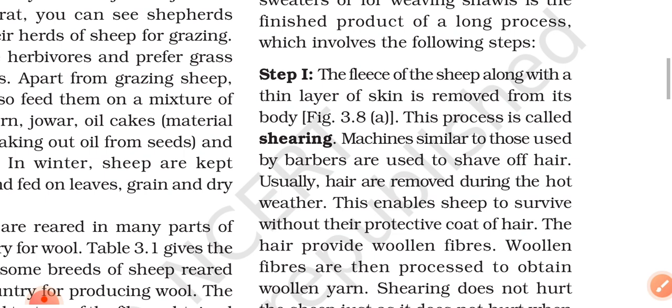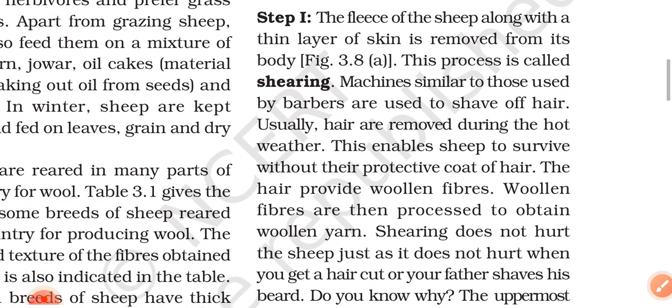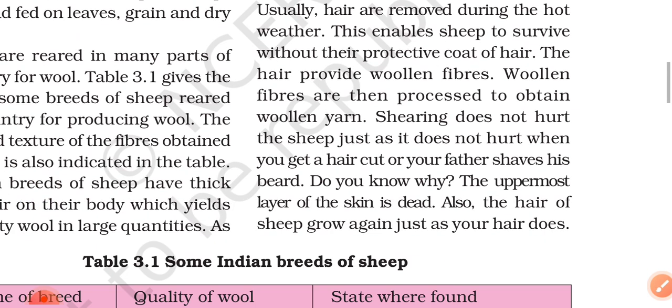Step 1. The fleece of the sheep along with a thin layer of skin is removed from its body. This process is called shearing. Machines similar to those used by barbers are used to shave off hair. Usually hair is removed during the hot weather. This enables sheep to survive without their protective coat of hair. The hair provides woolen fiber. Woolen fibers are then processed to obtain woolen yarn.